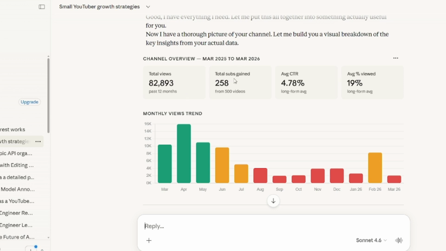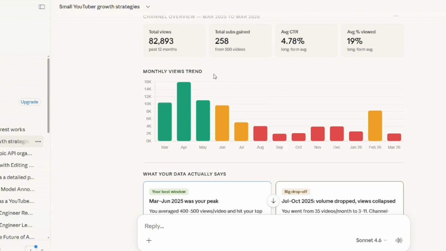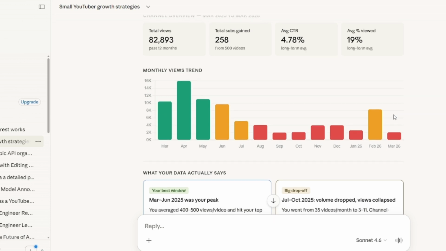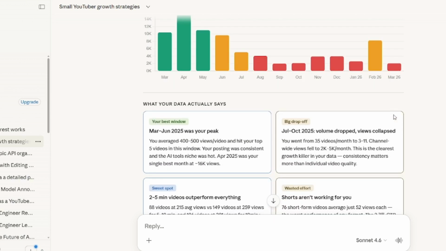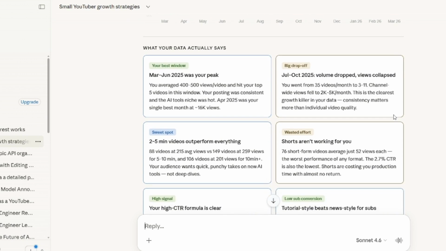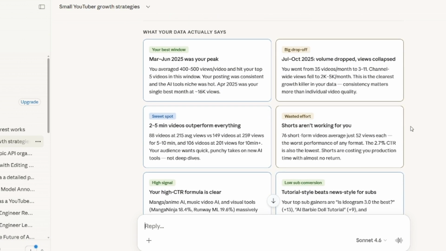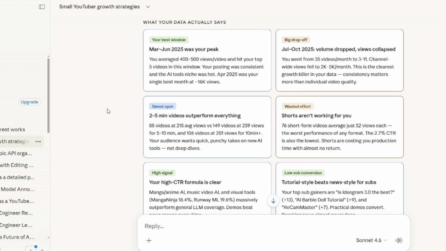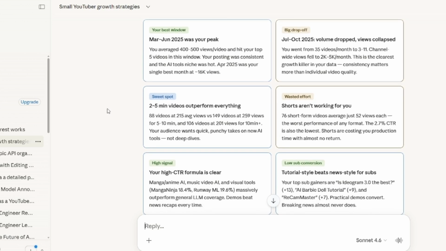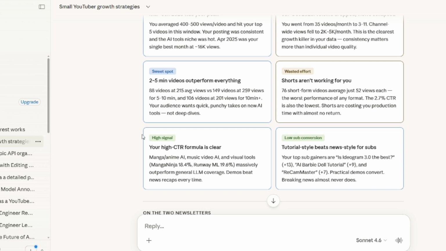They even broke down my channel into a graph to show the months that were good for me and the months that weren't. And then they broke down my channel analytics into these different summaries, talking about my best YouTube window or period of time, my biggest drop off, which I'm not the proudest about, the videos that are outperforming, and how shorts affect my channel, which is not really helping me out at all, and what videos gave me high click-through rate, and then also seeing what the audience actually likes. And it seems like the audience really likes tutorial type of videos instead of news videos.